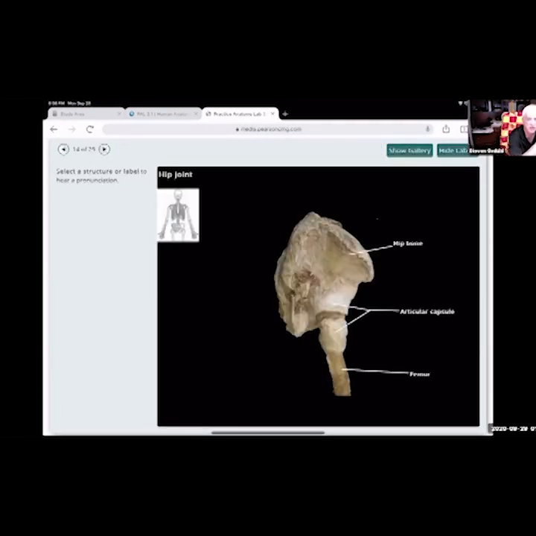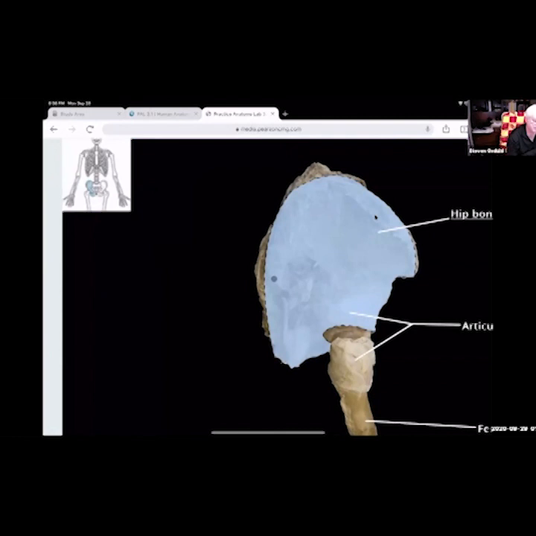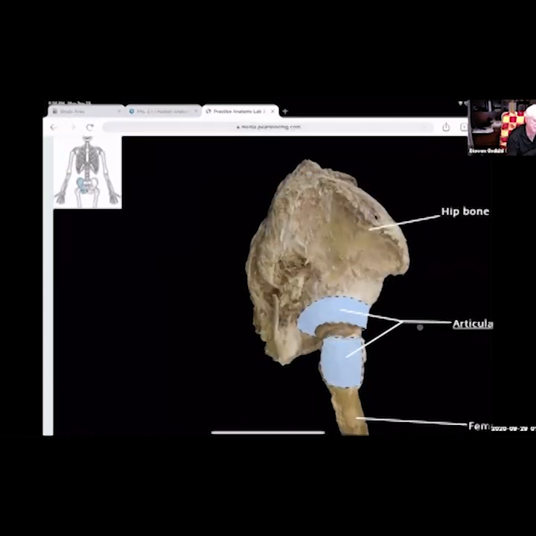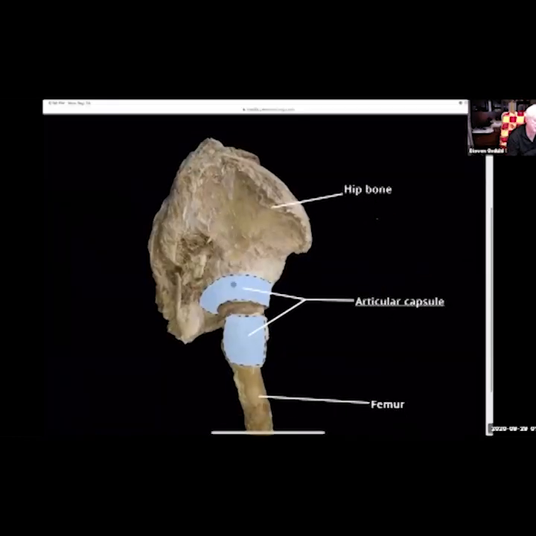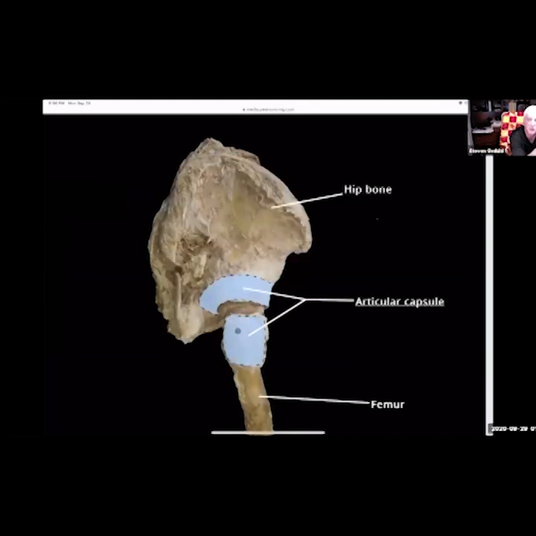Okay, here's your hip joint. You can see the hip bone. That whole mass is the bone there. This is the articular capsule. This is a synovial capsule filled with synovial fluid that allows this joint to move in all directions. So the articular capsule is the outer capsule of the synovial joint of the hip joint.